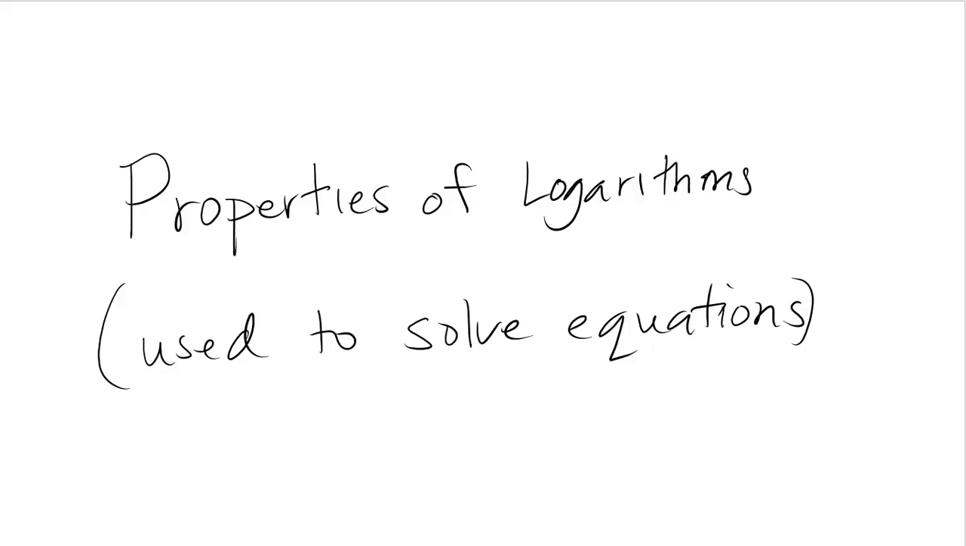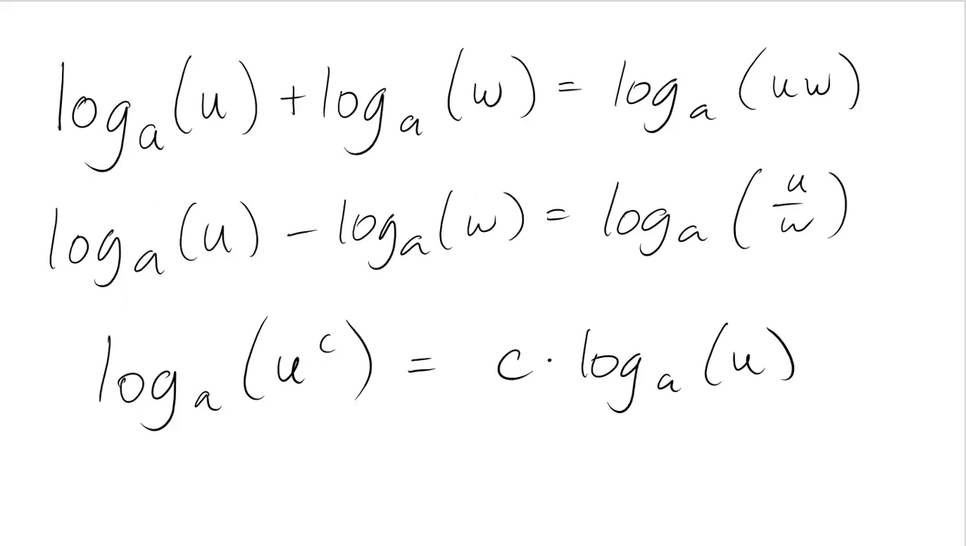In this video, we're going to use the properties of logarithms that we learned in the last lecture in order to solve equations. Here's a quick reminder of those three properties. The sum of two logarithms with the same base can be rewritten as a single logarithm if you multiply the inputs. The difference of two logarithms with the same base can be consolidated into a single logarithm if you divide the inputs. And for this last rule, let me read it from right to left. If you have a constant times a logarithm, you can bring that constant into the logarithm by making it the exponent on the input.